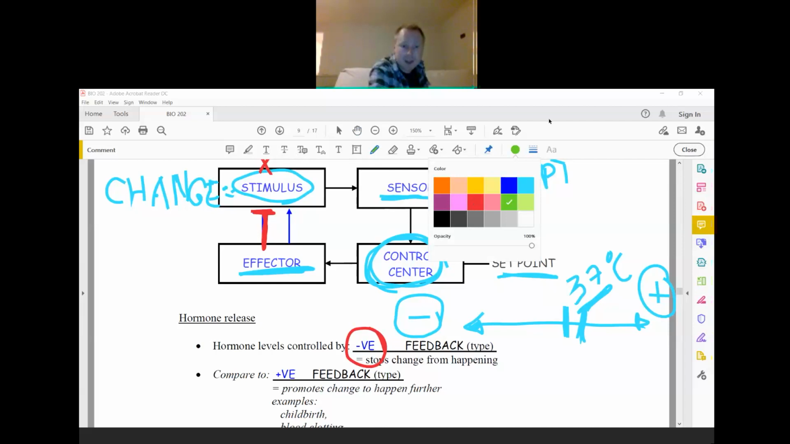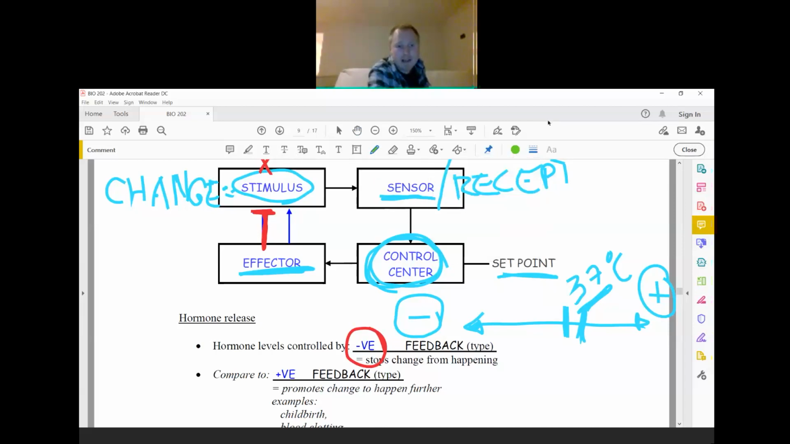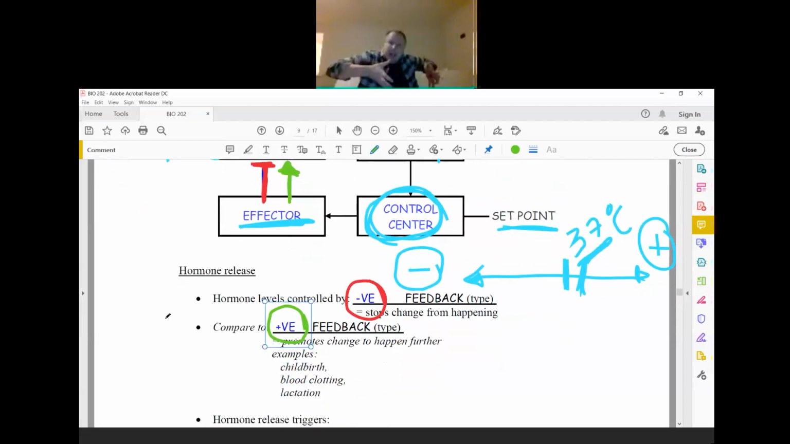Well, there was an exception to this, or a couple of exceptions that we've already mentioned, and these were positive feedback. In the case of positive feedback, the stimulus gets detected and processed within the control center, and we will actually promote that stimulus to happen even further. And the example of that was childbirth. We saw that when the child is coming out, that only promotes the delivery even further.